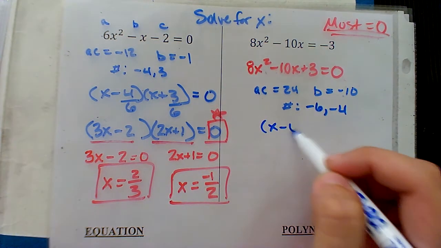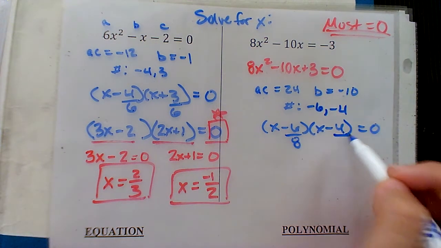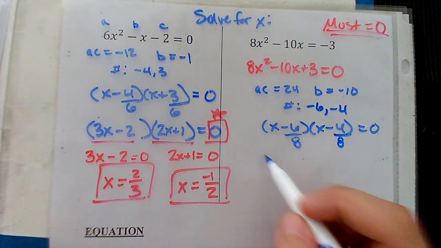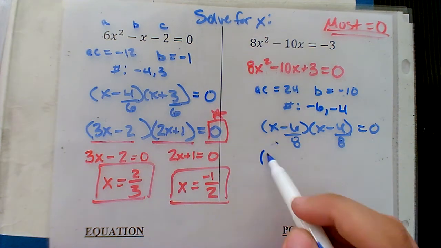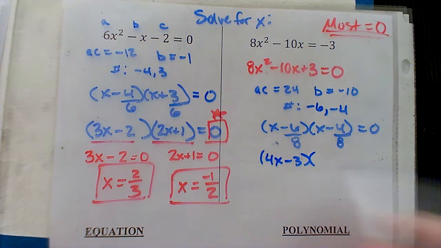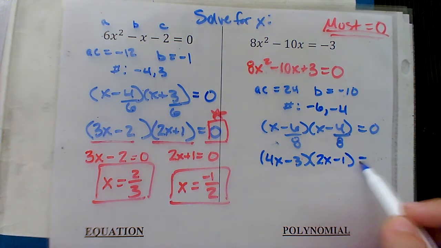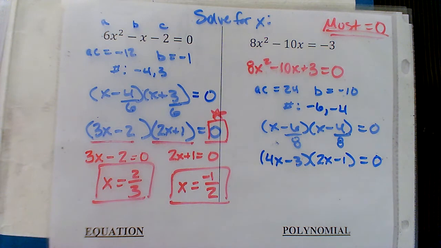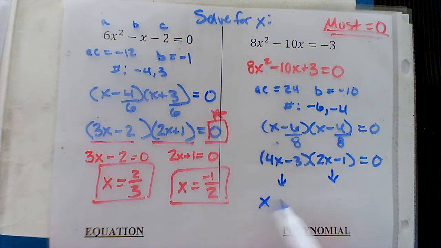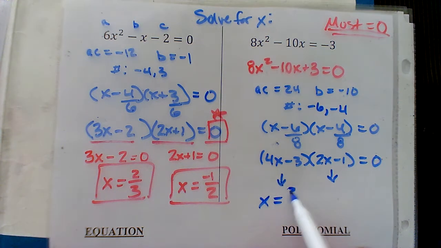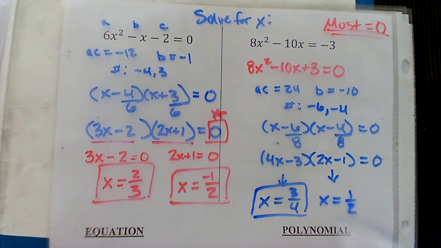So x - 6, x - 4 = 0, divide by a. Let's see, 6/8 becomes 3/4, slide the 4. 4/8 becomes 1/2, slide the 2. Now that it equals 0, we can individually analyze each factor. Add 3/4, so x = 3/4. Add 1/2, so x = 1/2.